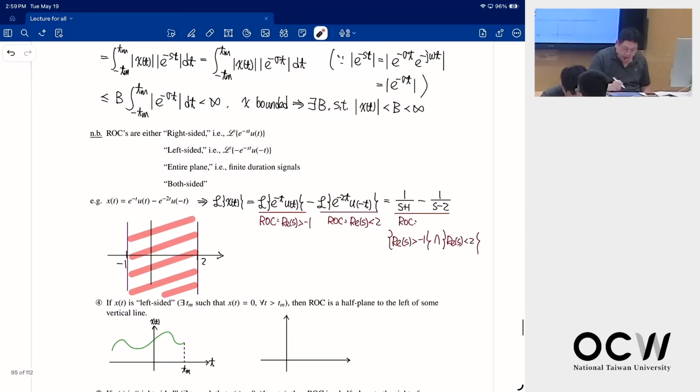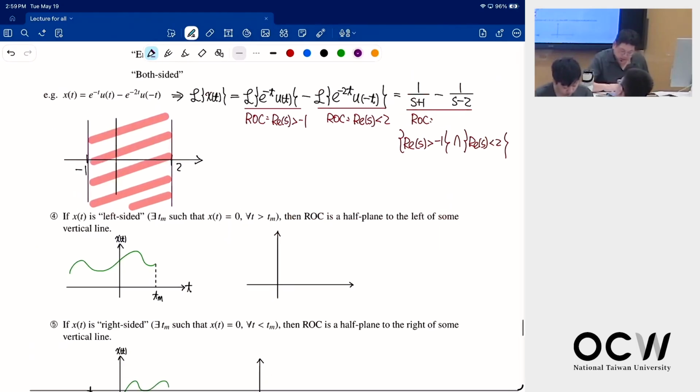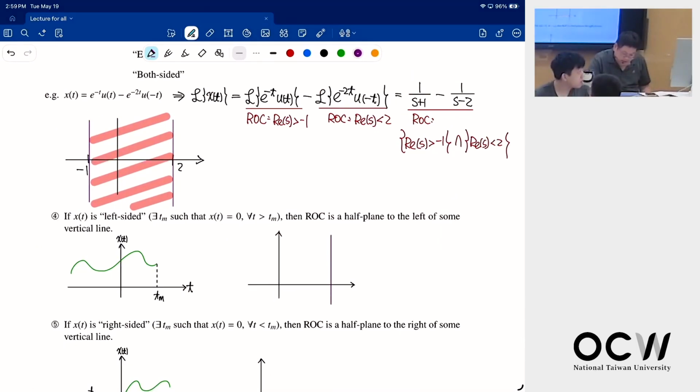Now, if the signal is left-sided, left-sided means that after Tm it is 0, but before that I have values. Then the region of convergence is the half plane to the left of some vertical line. That means this is some vertical line, and then the region of convergence is here.